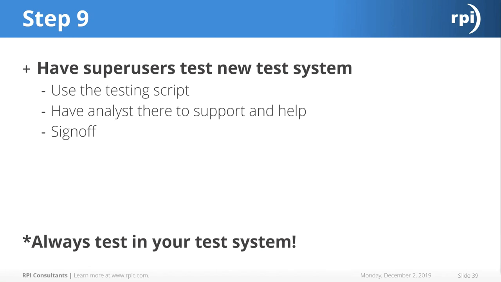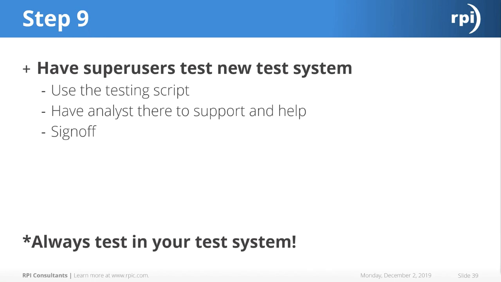So once your OnBase admins have done their testing, everything is working from their point of view, go ahead and have the super users start testing. So they should be using the same testing scripts. It's best if you could have an analyst there to support them and help them, and for the analyst to actually see what problems they're having, because I think most of us will know that a lot of the end users could not relay issues as well as just having the analyst there to watch.